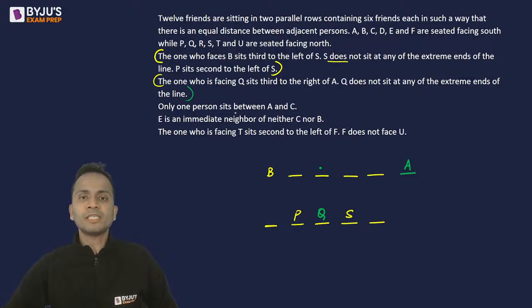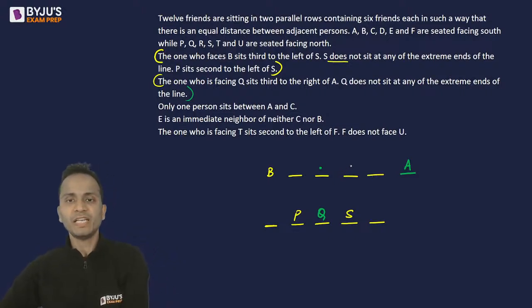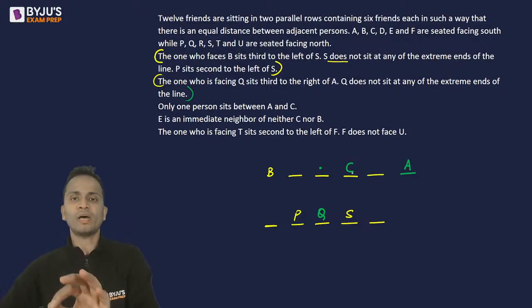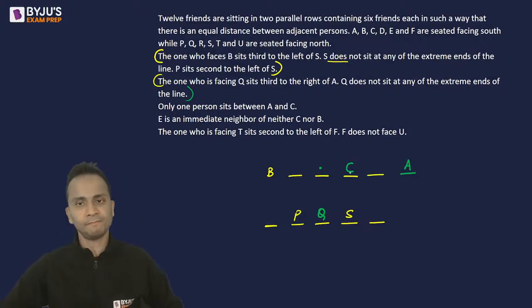Only one person sits between A and C. Between A and C, there will be one person. So I'll make C sit at this place. Okay. Next, now I have placed all the 6 chairs.